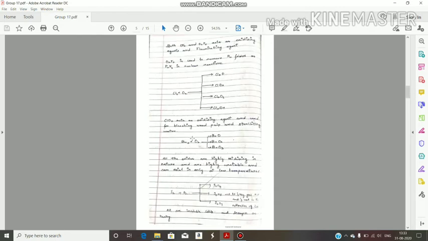OF2 and O2F2. Both OF2 and O2F2 act as oxidizing agents and fluorinating agents. That means when these compounds react with other substances, they liberate oxygens as well as fluorines. That is why these are called oxidizing agents as well as fluorinating agents. Next, O2F2 is used to remove plutonium.